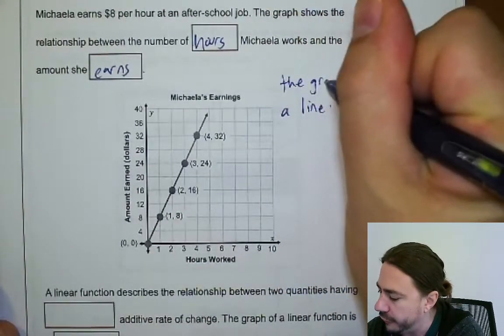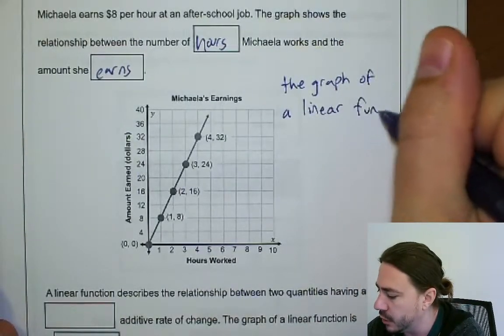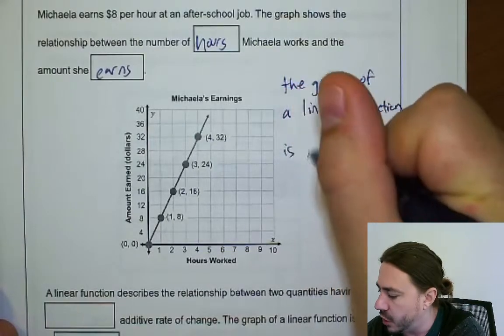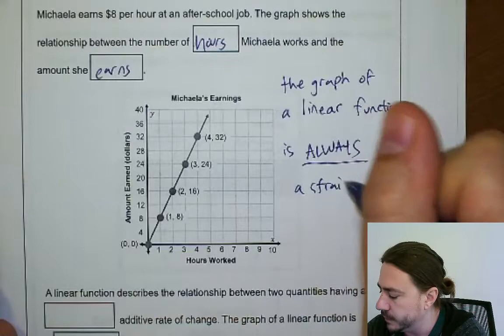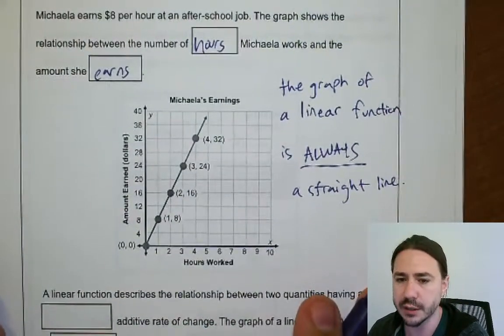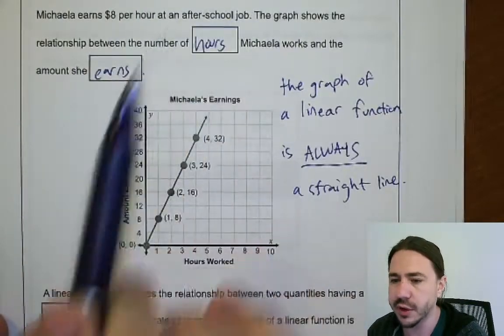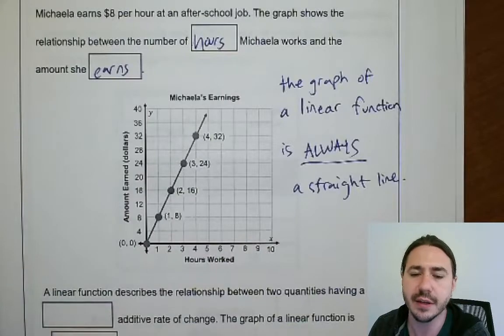The graph of a linear function is always a straight line. Okay, it's always a straight line. So if you ever see a graph that looks like a straight line, boom, you know it's linear. You don't even have to compute anything if that's all it's asking.